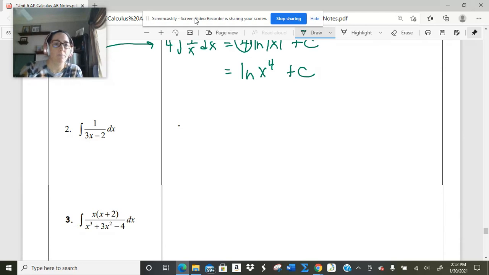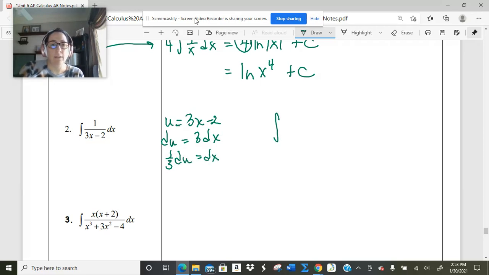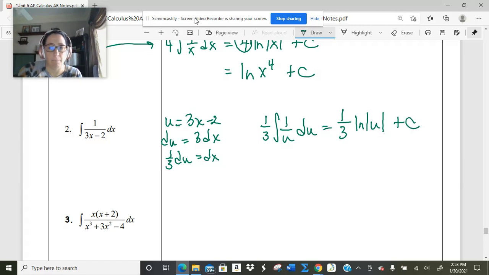Okay, let's look at number 2. This one's not as easy, so I'm going to do a U sub. I see my du is 3 dx, so I'm going to bring over my 1/3. So now I've got the integral of 1/3, 1 over u, du. Coefficient goes along for the ride. The antiderivative of 1 over u is the ln of the absolute value of u plus c. Then I'm going to go ahead and put what the u was into the absolute values. Okay?